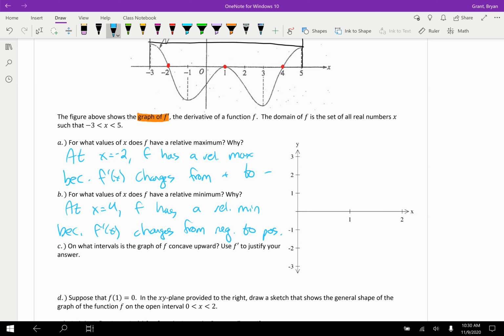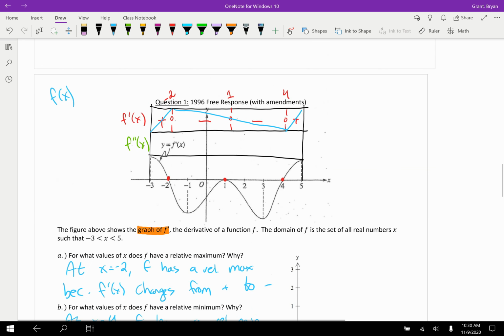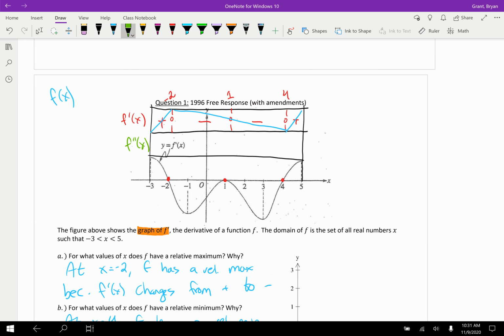All right, next up, on what intervals is the graph of f concave up? Use f prime to justify your answer. Even if they didn't say use f prime, you are expected to use f prime because that's the graph they gave you. So how do we see concavity from this graph?